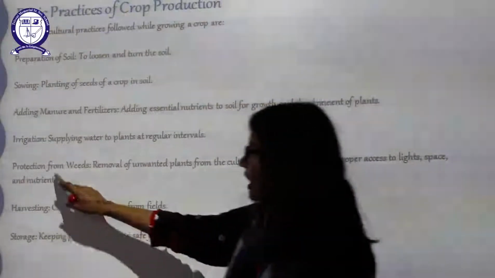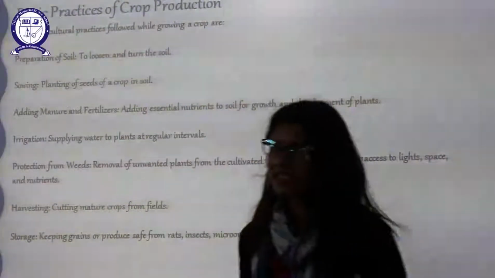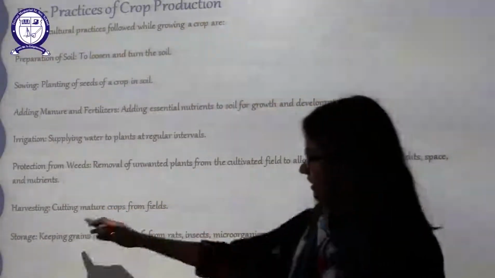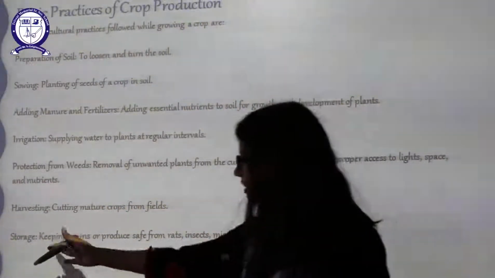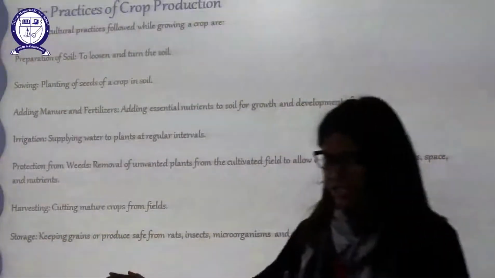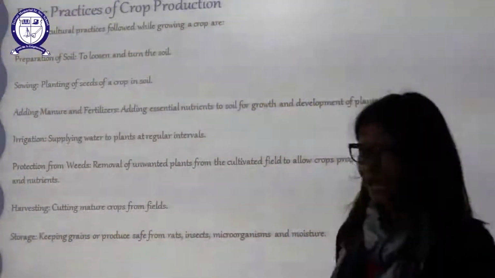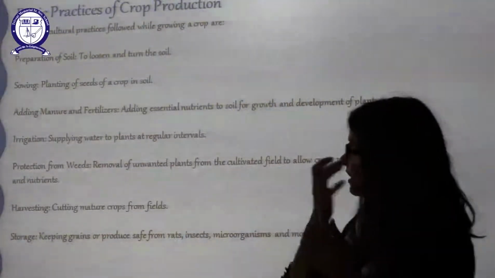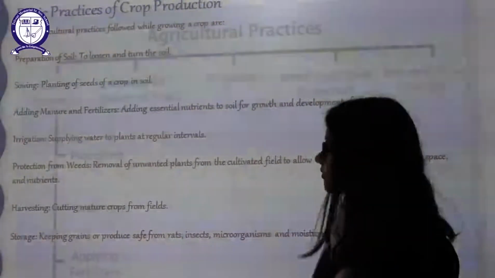Now after that we need to harvest our crop. Cutting mature crop from the field is called harvesting, and then we need to store the crop by keeping the grains or produce safe from rat, insect, microorganism and moisture also. So now we'll discuss one by one.